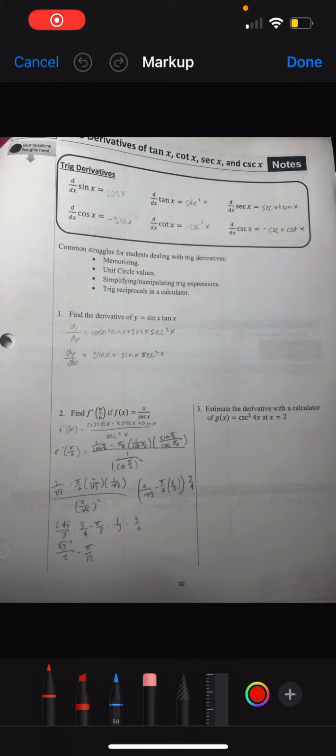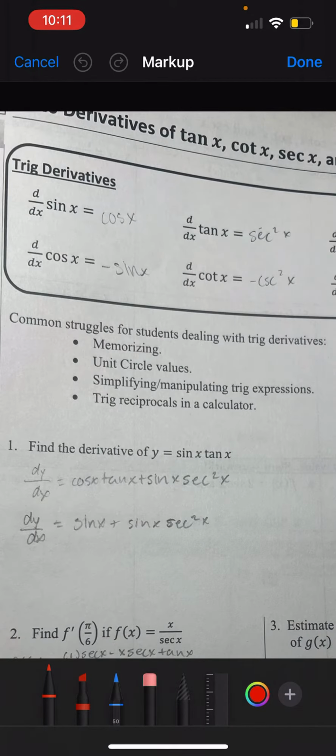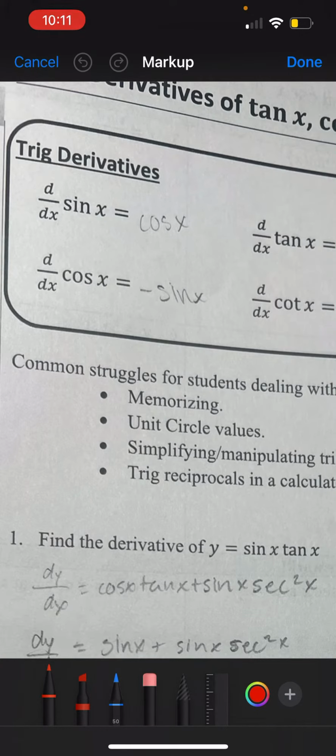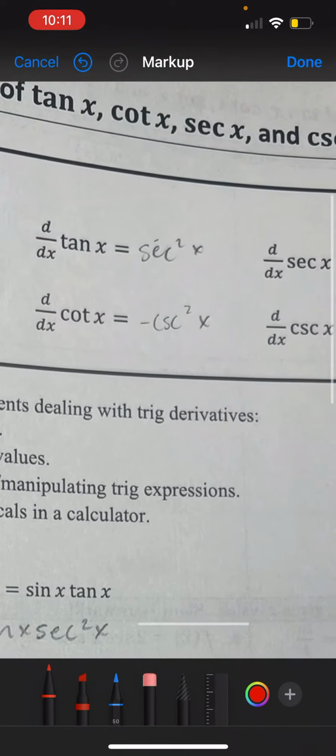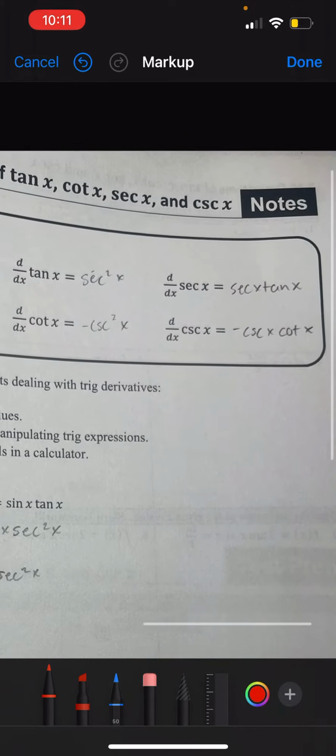Okay, here we have 2.10, derivatives of tan x, cotangent x, secant x, and cosecant x, right? So we've already learned this and this, right? So the next ones we memorize are these four, right?